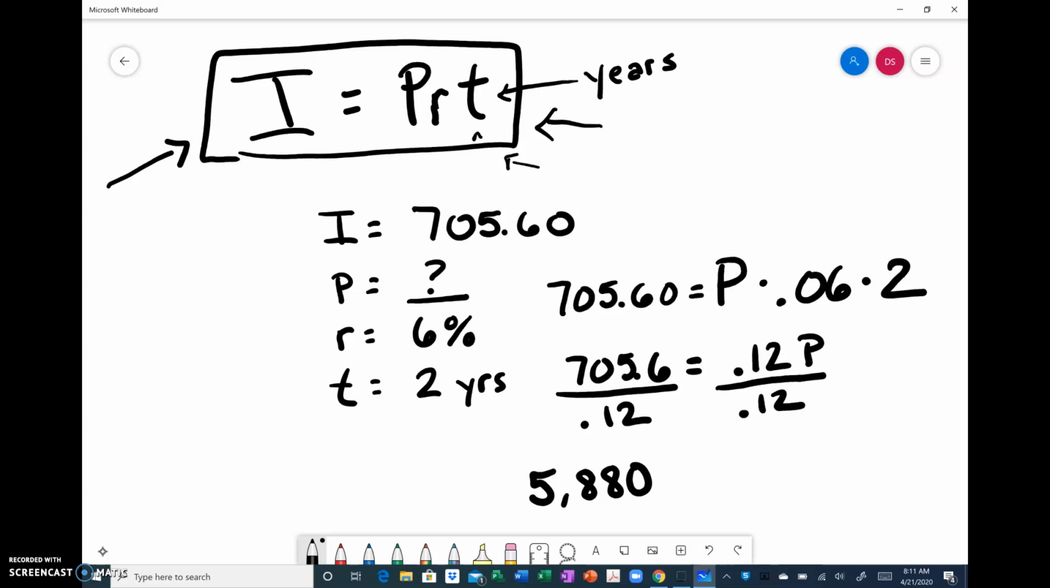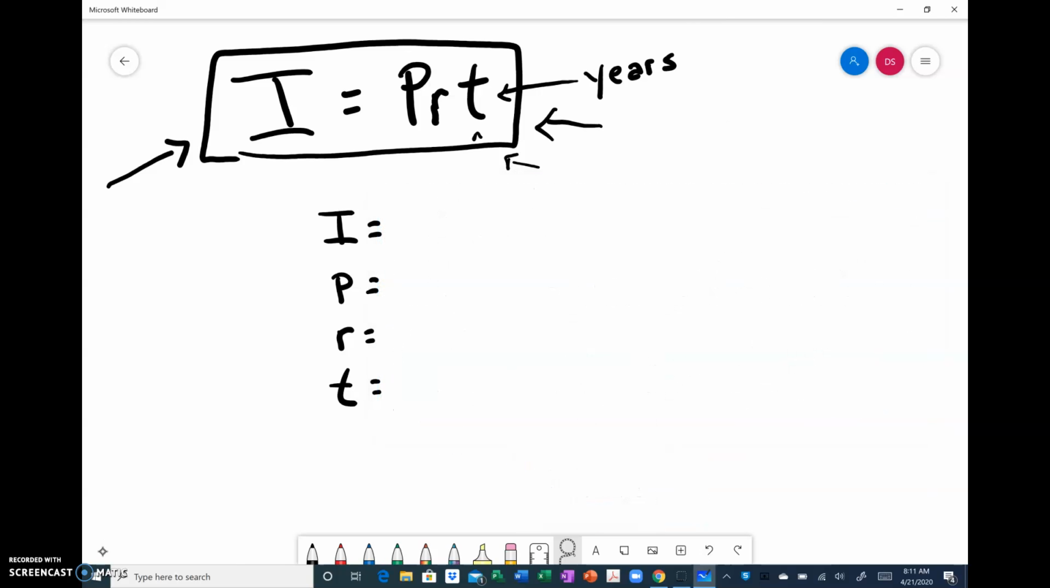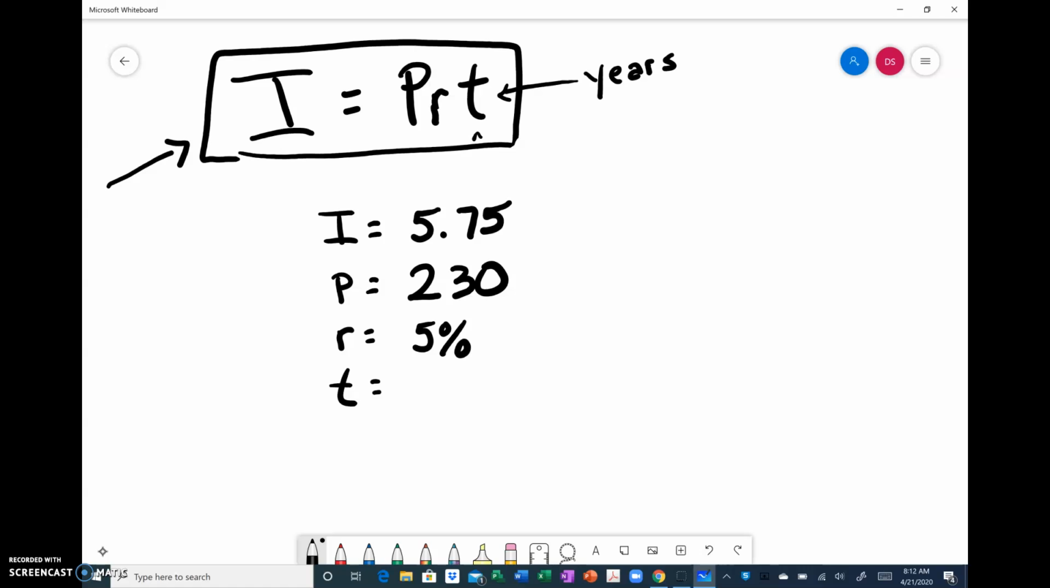Okay, I'm going to quickly give you another set of information and probably not work it all out because I think I'm going to run out of time, but give you one more that you can pause, work out, and then come back and see if you got it right. Okay, last one. Let's do one where you have to find the time. Oh, this will be a good tricky one. Okay, so the interest earned on this loan is $5.75. The principal was $230. The rate is 5%. You figure out the time. So pause it, come back.